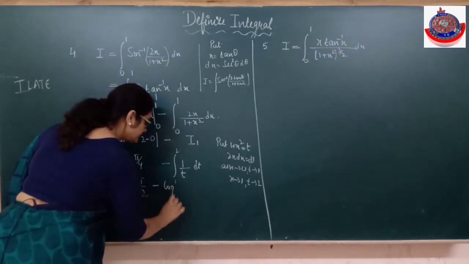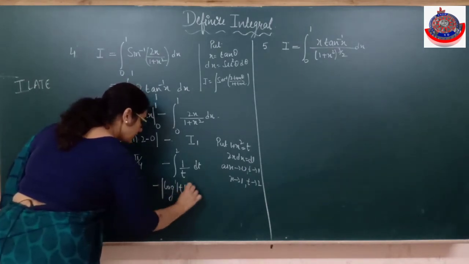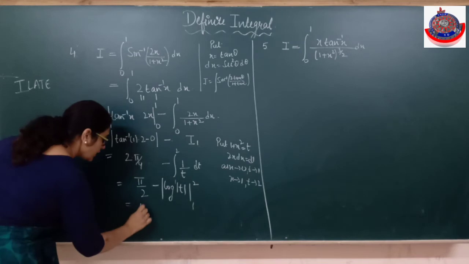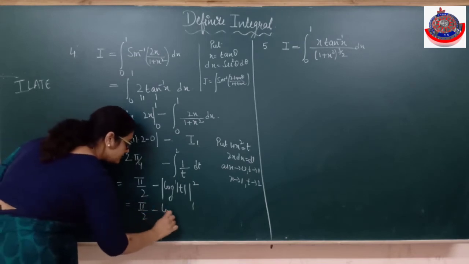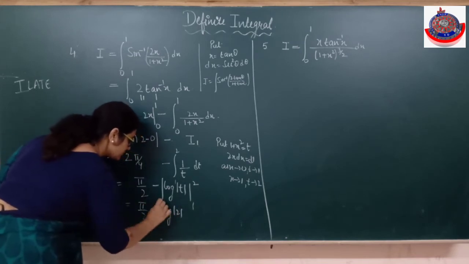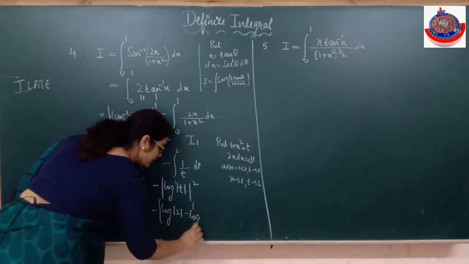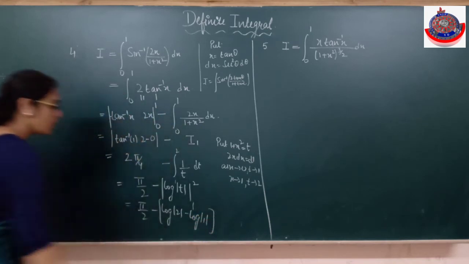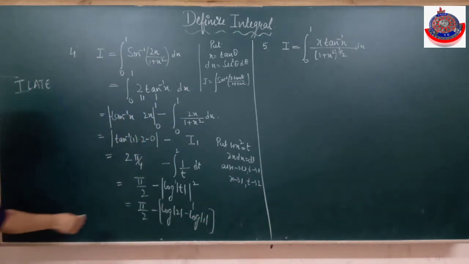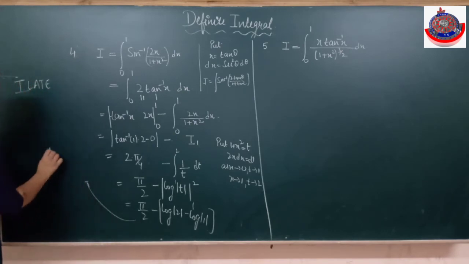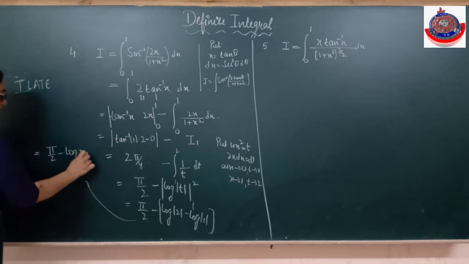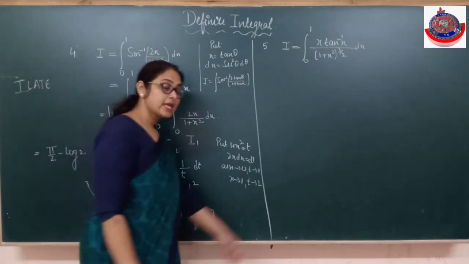Log t, upper limit minus lower limit. What is the value of log 1? 0. So we have that's my answer. Is it clear?